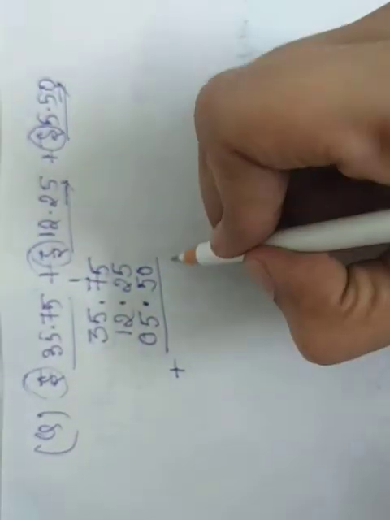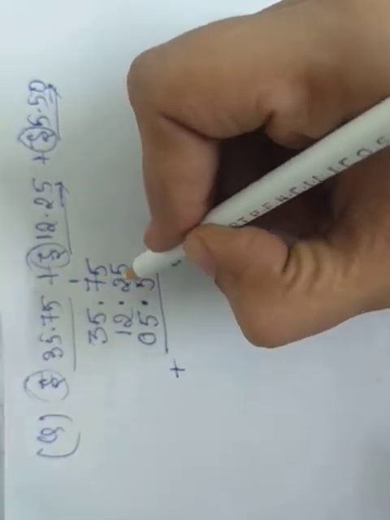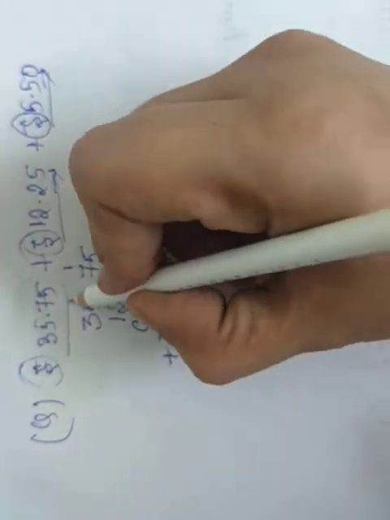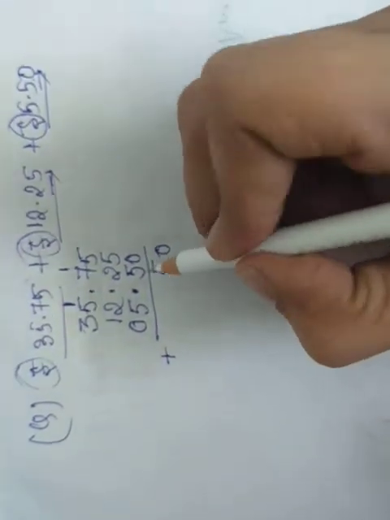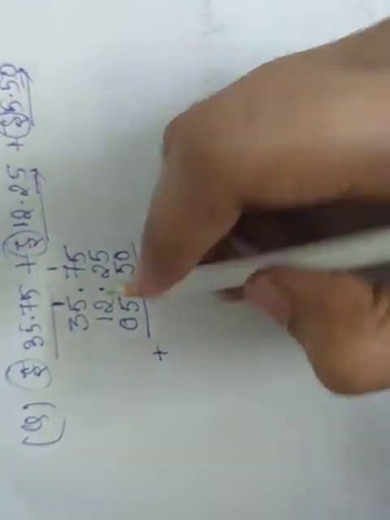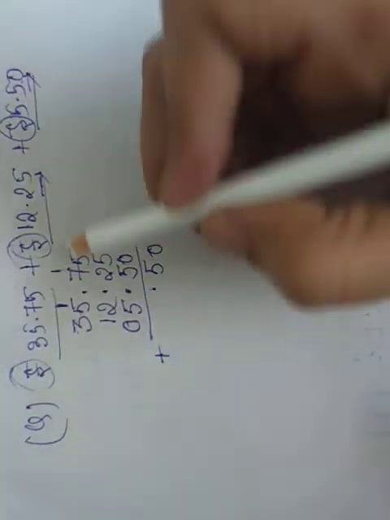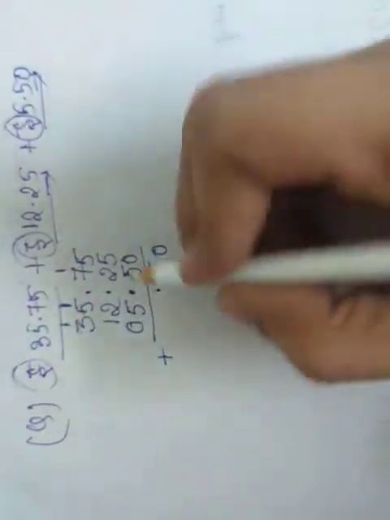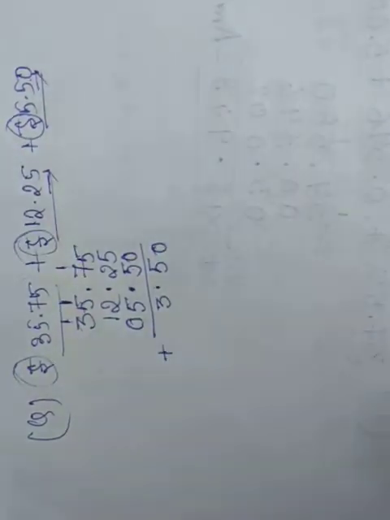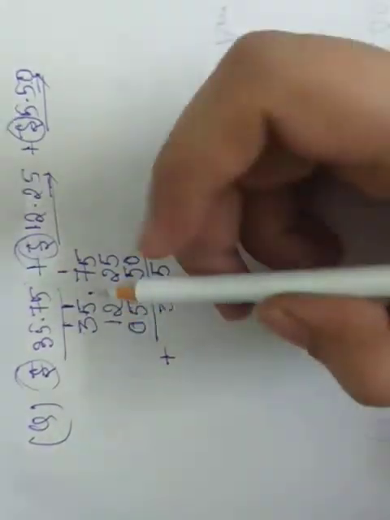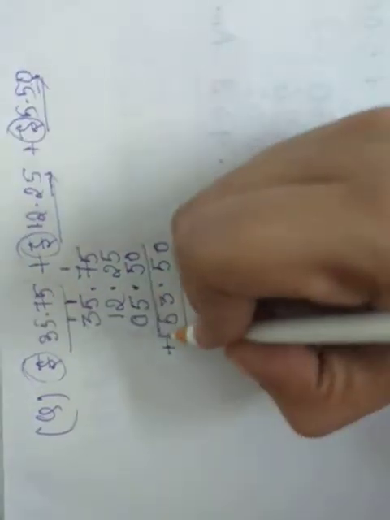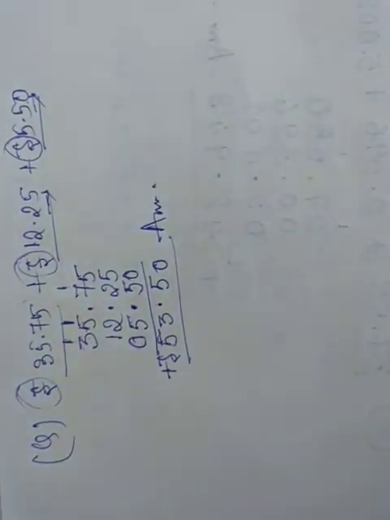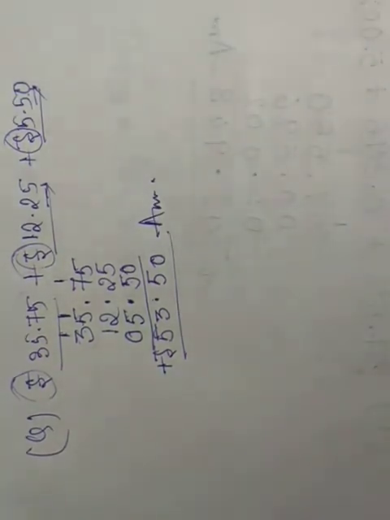Now we are simply going to add it up. 5 plus 5 is 10. 7 plus 2 is 9. 9 plus 1 is 10. 10 plus 5 is 15. So 1 over here, 5 over here. Just below the decimal, we will put the decimal sign. Here, 5 plus 5 is 10. 10 plus 2, 12. Plus 1, 13. So, 3, carry 1. 3 plus 1, 4. Plus 1, 5. So, it is rupees 53.50 paisa. And that is the answer. Okay. Now, see the next one.